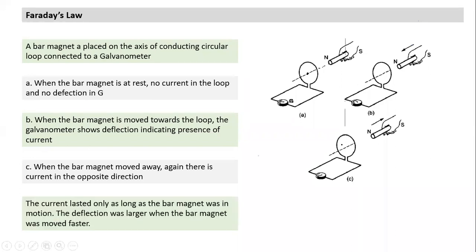We also observed that the current lasts only as long as the bar magnet is in motion. The moment the bar magnet comes to a stop, the current drops to zero. So what is causing the current in the loop is the motion of the bar magnet. And the deflection was larger when the bar magnet moved faster. If you move your hand slower, the current was smaller. If you move your hand faster, or give higher velocity to the bar magnet, the current was more.